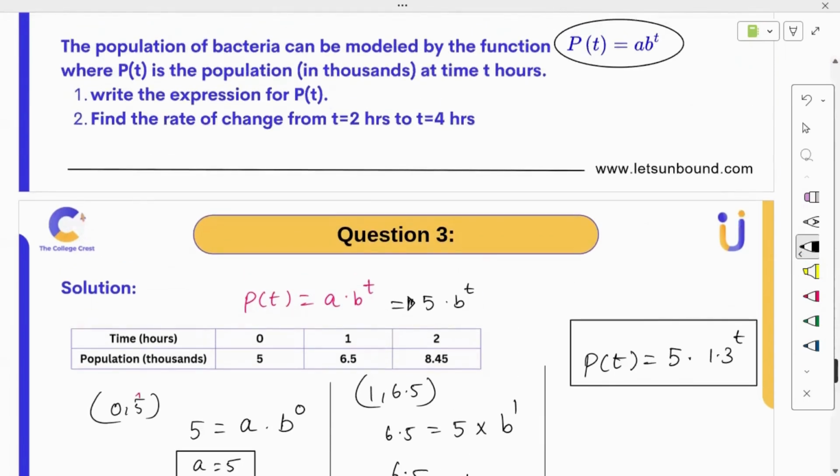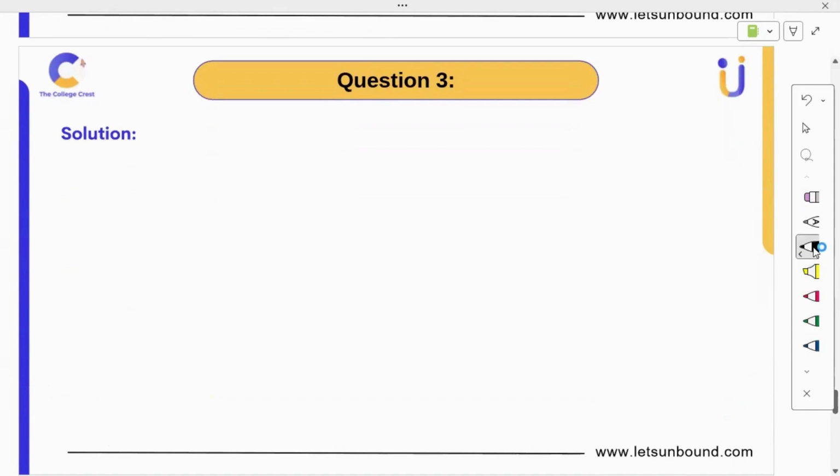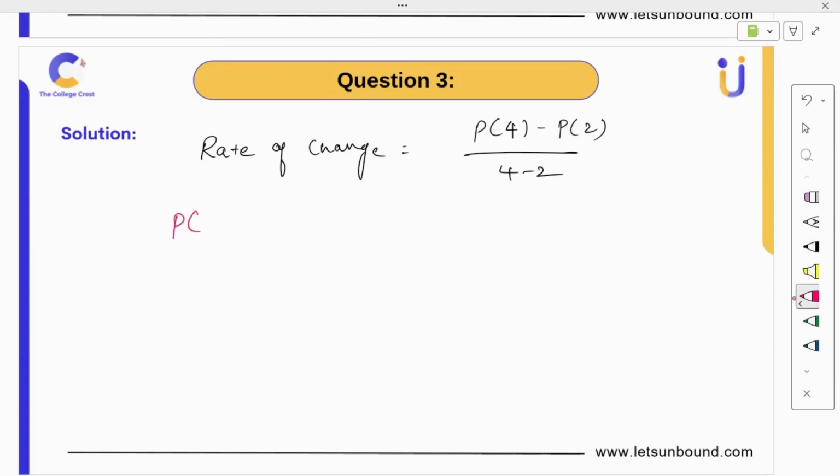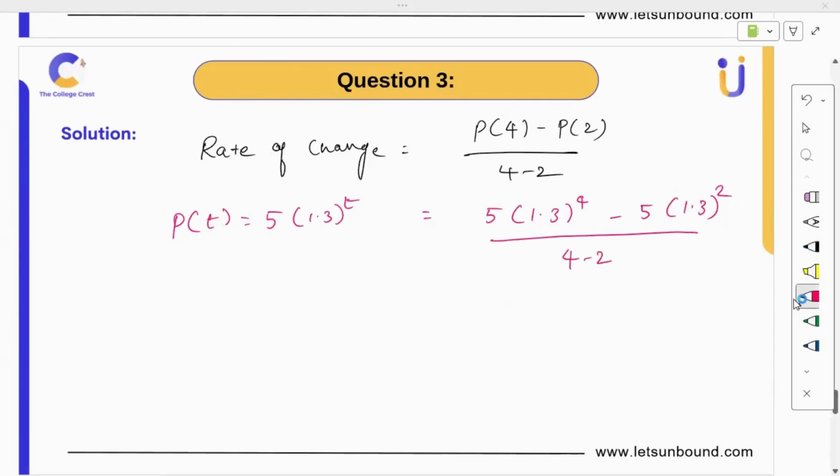Find the rate of change from t equal to 2 hours to 4 hours. Very simple. So the rate of change, the average rate, right? So it's P of 4 minus P of 2 divided by 4 minus 2. And we have P of t as 5 into 1.3 whole power t. So we can just start substituting. 5 into 1.3 whole power 4 minus 5 into 1.3 whole power 2, divided by 4 minus 2. And you can start simplifying or you can use a calculator for this. So you will approximately get 2.9125.